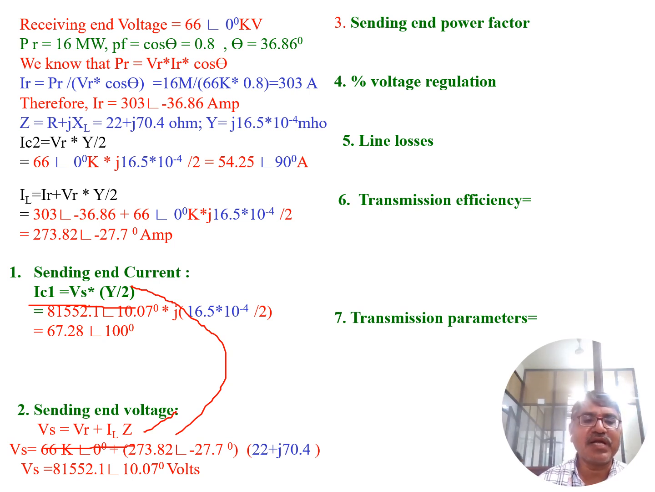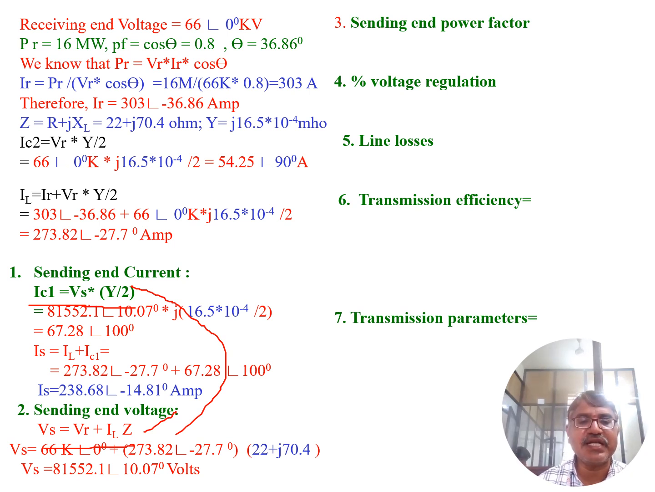Then we know IC1, and now we also know IL. Now we have to find out IS. What is the formula of IS? IS is equal to IL plus IC1. Substitute the two values in this formula. Therefore IS is calculated as 238.68 at an angle of minus 14.81 degrees. From this it is observed that this is IS, the sending end current.